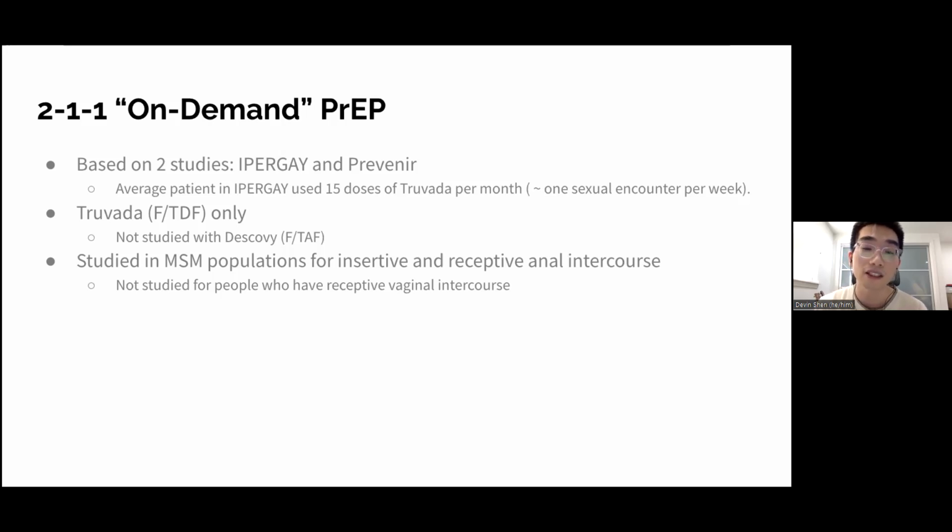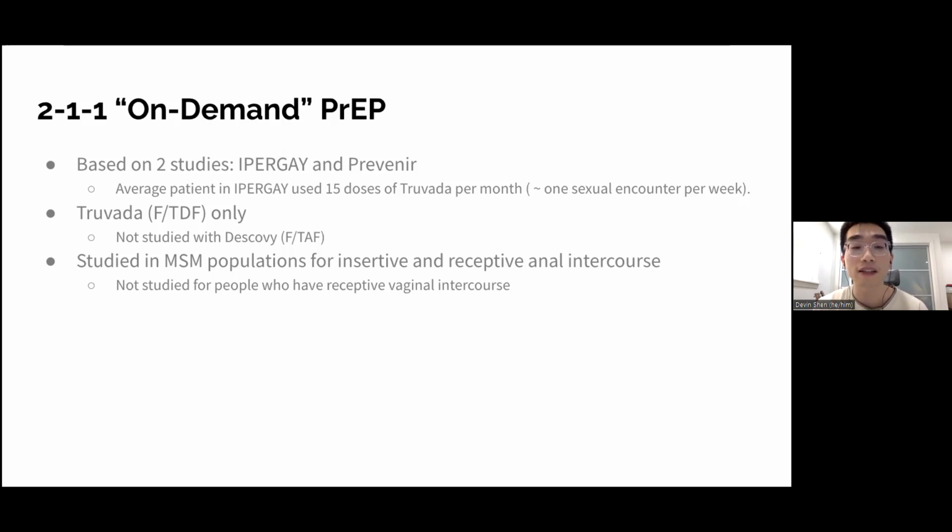Since the studies were not conducted for people who have receptive vaginal intercourse, it's also a leap of faith to say that 2-1-1 PrEP can be used for that population. So we usually only recommend 2-1-1 PrEP for MSM populations.